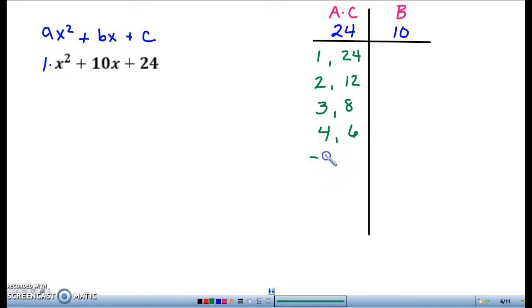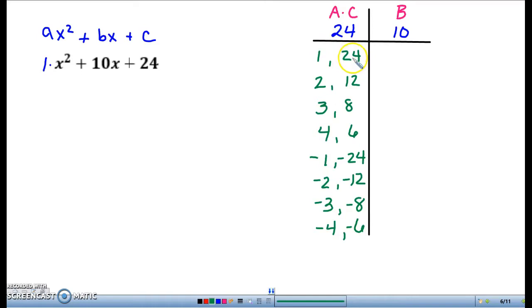It could be negative 1 times negative 24. That gives us positive 24. Negative 2 times negative 12 is positive 24. Negative 3 times negative 8 gives positive 24. And negative 4 times negative 6. There's all of your factors of 24.